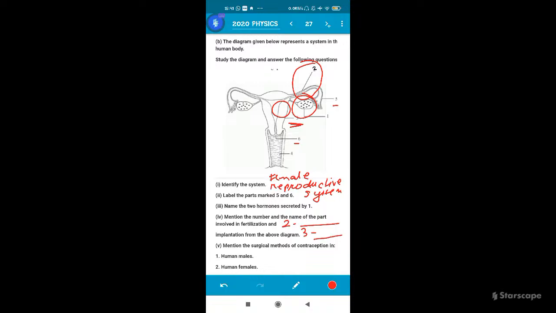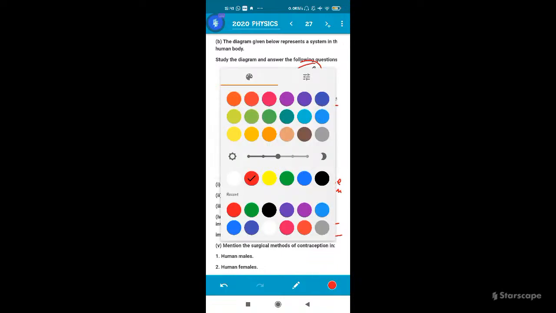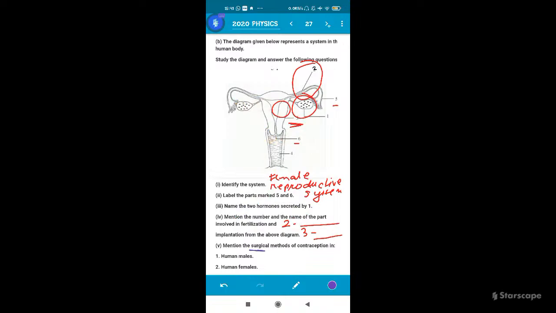Now your last question is mention the surgical methods of contraception in human females and in human males. Make sure that you're reading the word surgical. Don't just think that contraception means we can talk about pills or other methods of contraception. No, you have to talk about the surgical methods only.